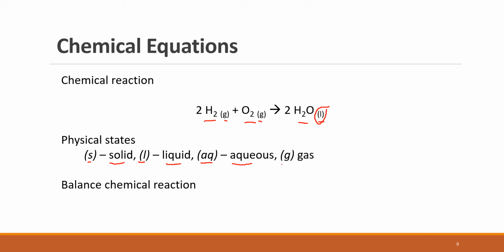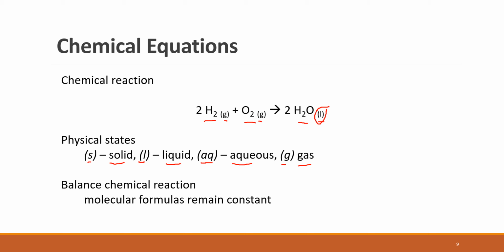Last but not least, we have G, which just means that it was added in a gaseous form. So in the example above, we had hydrogen gas and oxygen gas being added together to form pure liquid water.